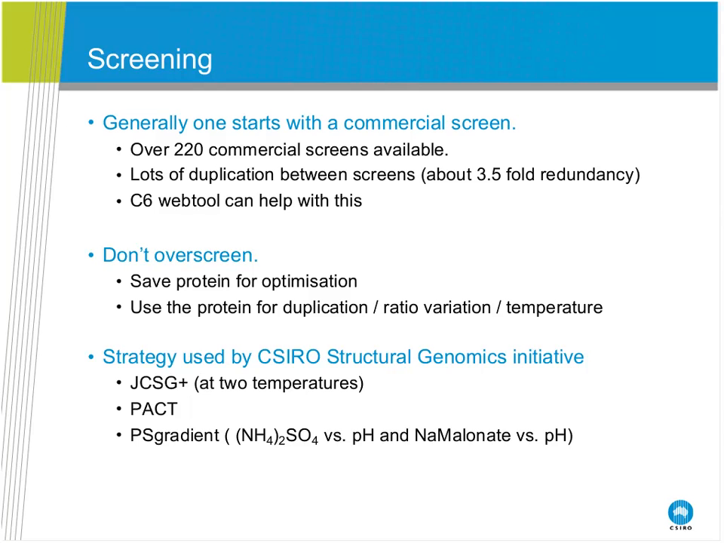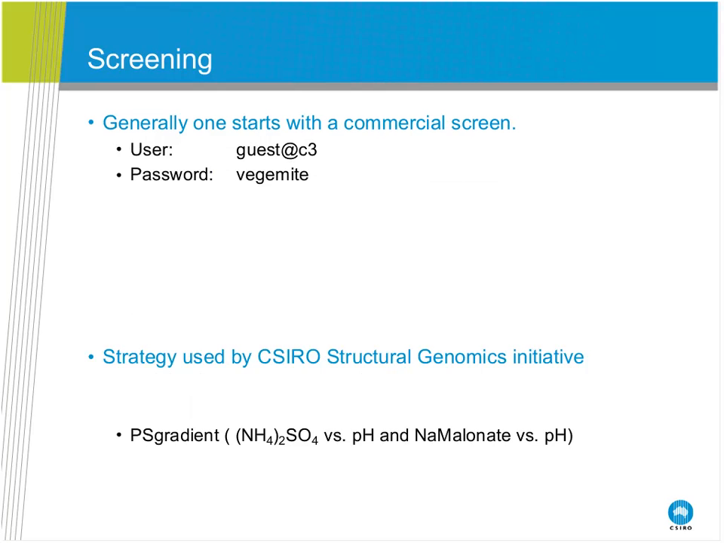And then the third screen that we set up is something called the PS gradient, a screen that we developed in-house. It's just a very simple ammonium sulfate versus pH and a sodium malonate versus pH grid on 96 blocks. With those 4 screens, we cover both the PEG side, the salt side, the duplication, and the diversity. And that seems to work really quite well.